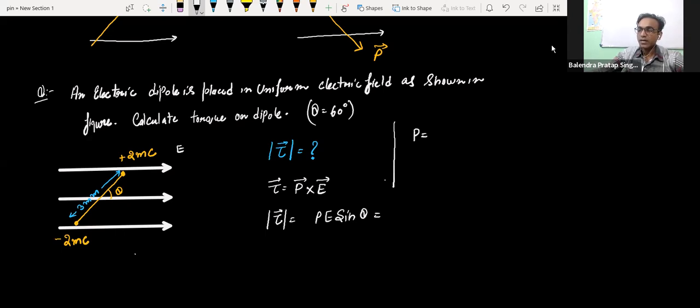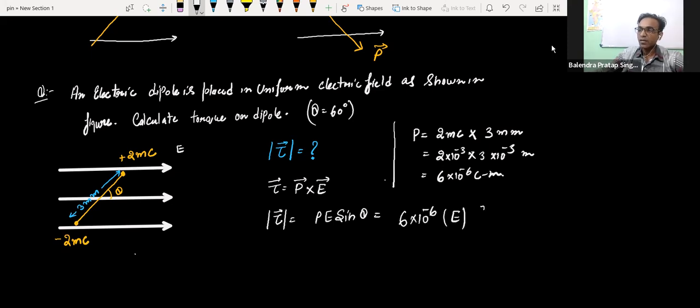P is nothing but Q, that is 2 millicoulomb, into the separation distance, 3 millimeter. Convert it: 2 × 10⁻³ into 3 × 10⁻³ meter. That will give you 6 × 10⁻⁶ coulomb meter, that is your P. Now as angle is theta, the value of torque is 6 × 10⁻⁶, we don't know what is E, and sine 60 degree.